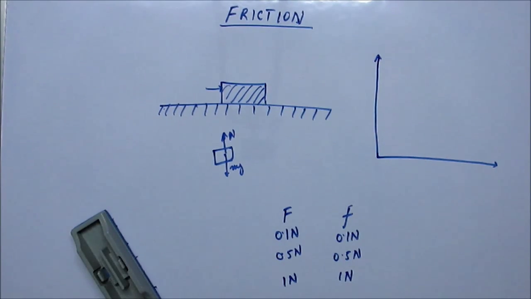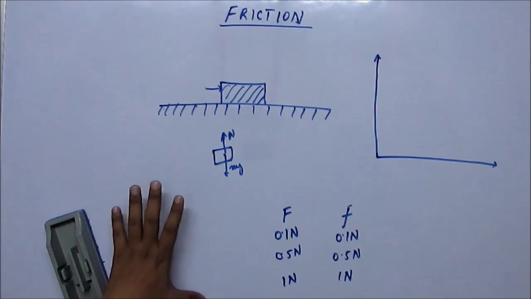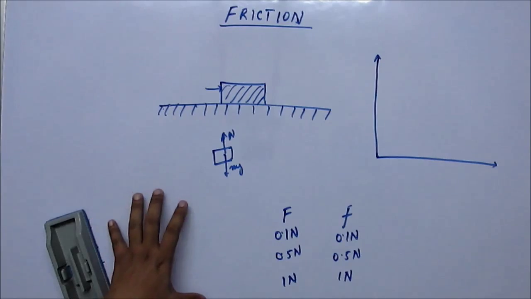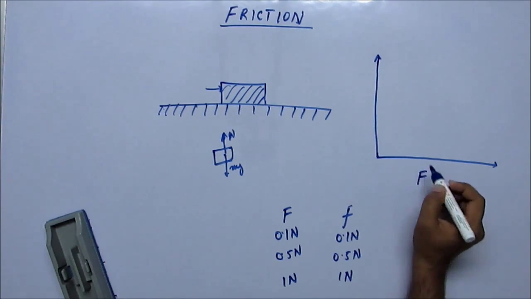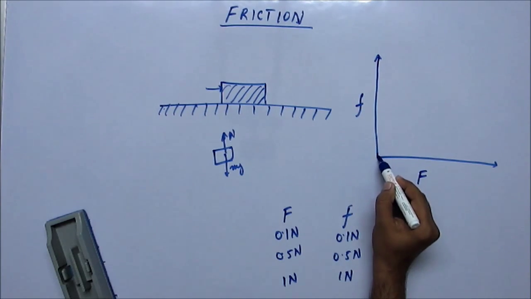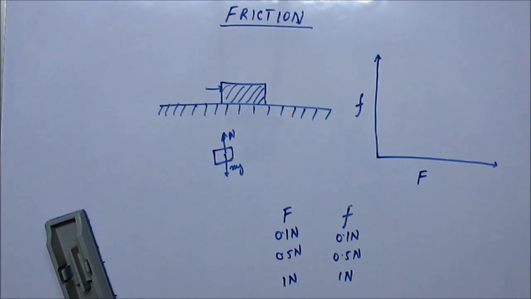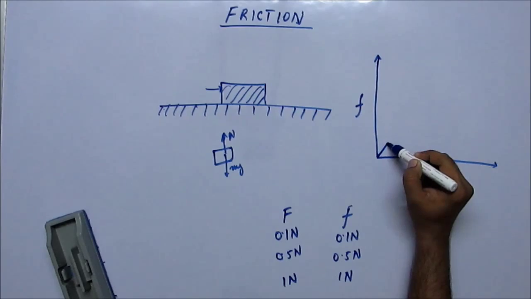Friction force comes into the picture only when there is some external force, because had there been any friction force, the body would have moved in horizontal direction. So when you're not applying horizontal force, friction force is also not there. Suppose this is the graph of applied force against friction force. When the applied force is zero, the friction force is also zero. When you keep on increasing the applied force, the friction force keeps on increasing.